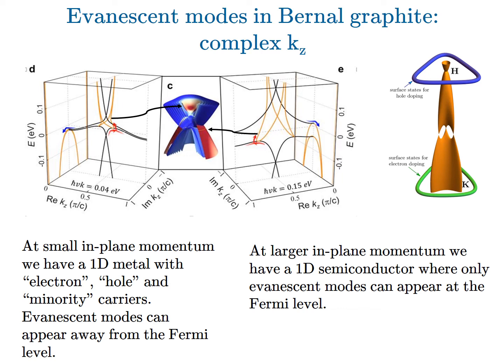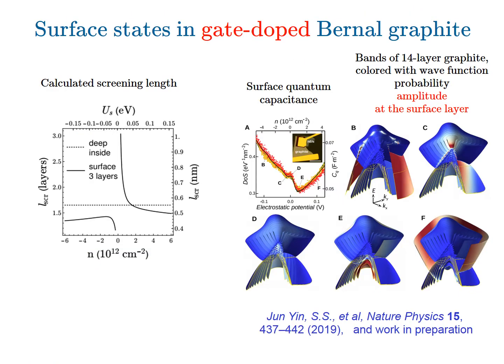So the Fermi contour of the surface states appears for in-plane momentum larger than the size of the bulk Fermi surface, and it grows with the doping. The blue-red figures show the bands for 14-layer graphite for different levels of electrostatic doping. Blue color are bulk bands, and red color indicates the surface bands. The diameter of the surface band Fermi contour grows with applied doping, increasing the total density of surface states, as has been verified experimentally with quantum capacitance measurements.